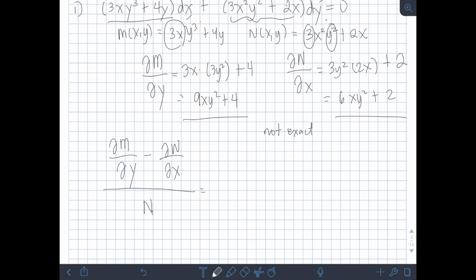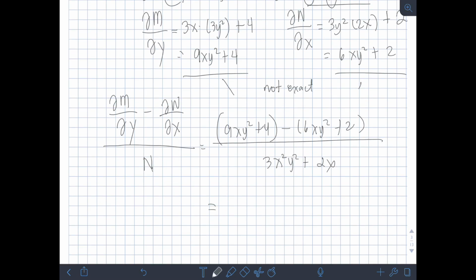So, dapat ang expect natin kapag divide N, magiging function of x alone. So, try natin. So, subtract natin yung partial derivative of M with respect to y sa partial derivative of N with respect to x. So, ito yun, di ba? Itong dalawa. So, 9xy squared plus 4 minus 6xy squared plus 2 over yung kabuuang N natin na ito, yung 3x squared y squared plus 2x. So, tatry lang muna natin na di tayo sure na magiging function of x alone ito.